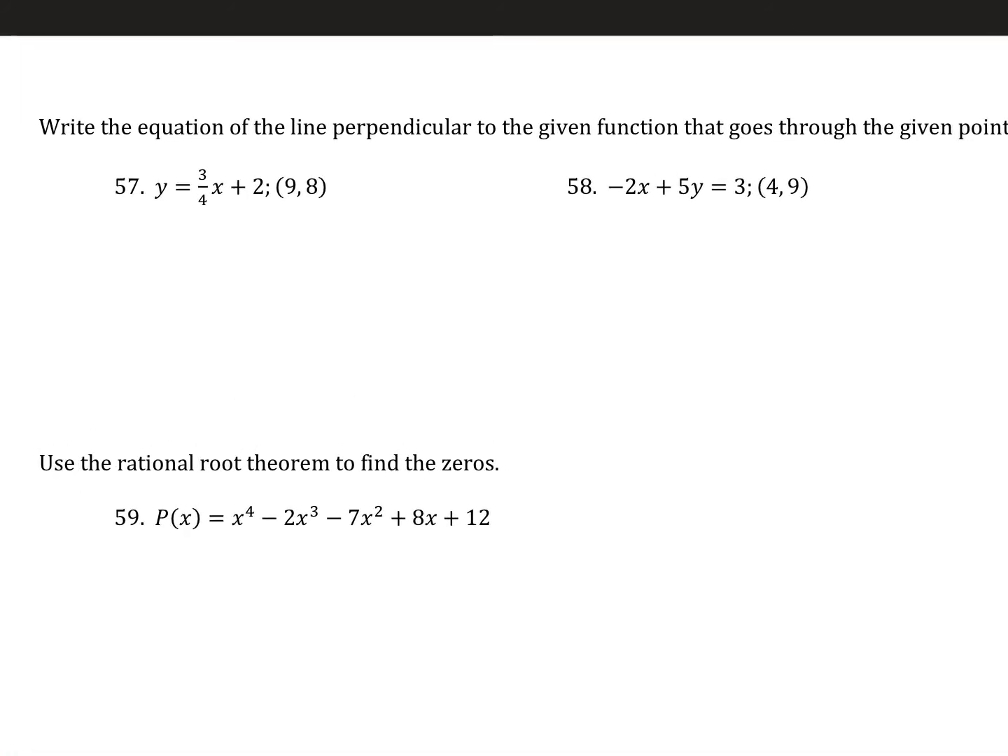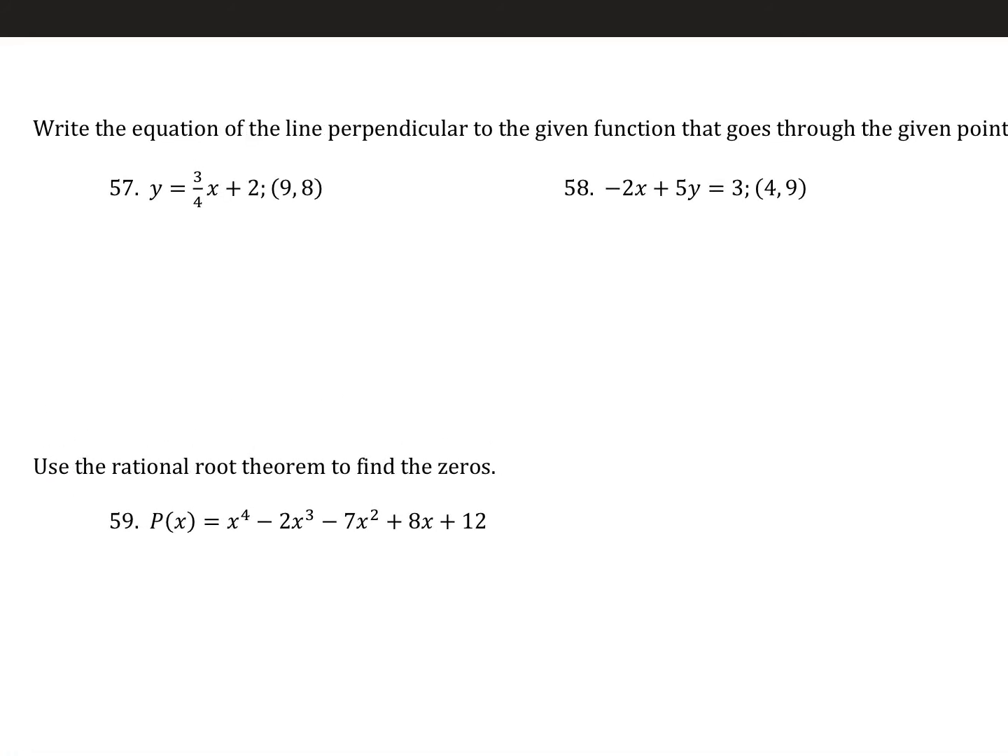For 57 and 58, we're writing the equation of the line that's perpendicular to the given line and goes to the given point. With these, perpendicular slopes are opposites and reciprocals. So perpendicular slope, opposite, reciprocal. So flip the fraction, change the sign.